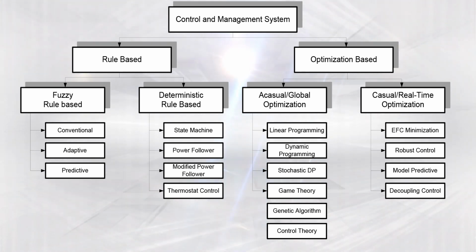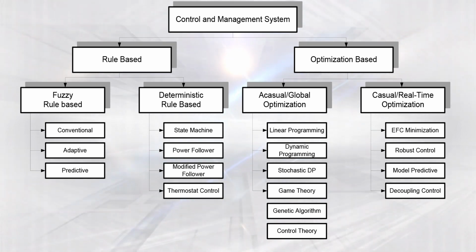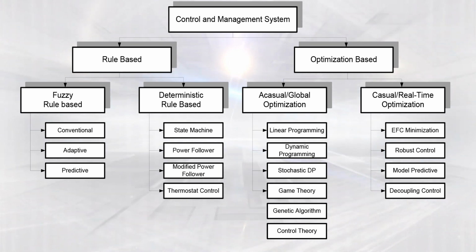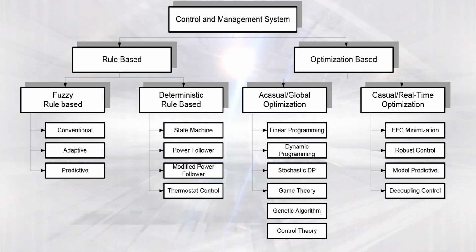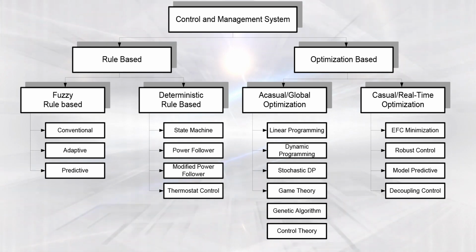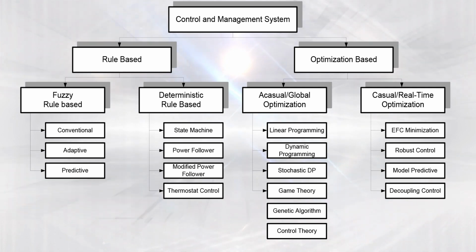So, initially it has been classified as rule based and optimization based. Within the rule based, it has fuzzy rule based classification, and another one is the deterministic rule based. Within the fuzzy rule based it has conventional, adaptive, predictive, and the deterministic is a state machine and all. Similarly, optimization based has again two sets of categorization. The first is casual or global optimization and another one is casual and real time optimization, and they have their own set of further classification that you can see here.